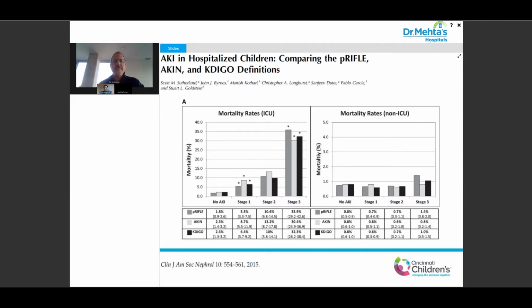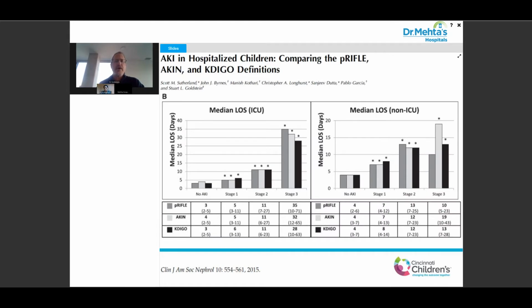And when we look at the length of stay, there is a consistent stepwise increase in length of stay, both in the ICU and outside of the ICU, based on increasing AKI severity, irrespective of the definition. And again, there's a little bit of difference between the definitions, but based on this analysis, the pediatric community recommended that KDIGO should be used as the standard for pediatric AKI as well, so that we could compare our data to the adult population.